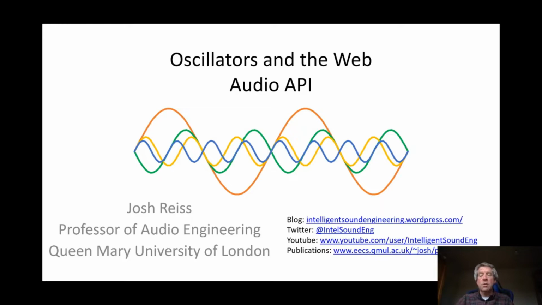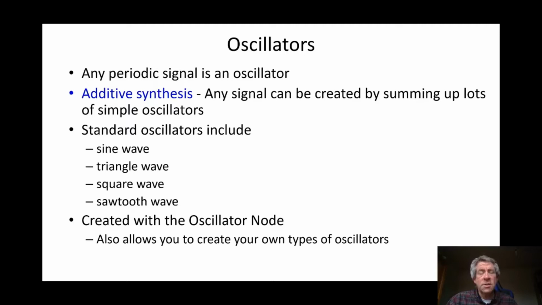An oscillator is essentially any periodic signal, any audio signal repeating over time. And it's a fundamental building block of what is known as additive synthesis. Additive synthesis is a method to create sounds, potentially very realistic sounds or very musical sounds. The idea behind additive synthesis is that any signal can be created by summing up lots of simple oscillators.